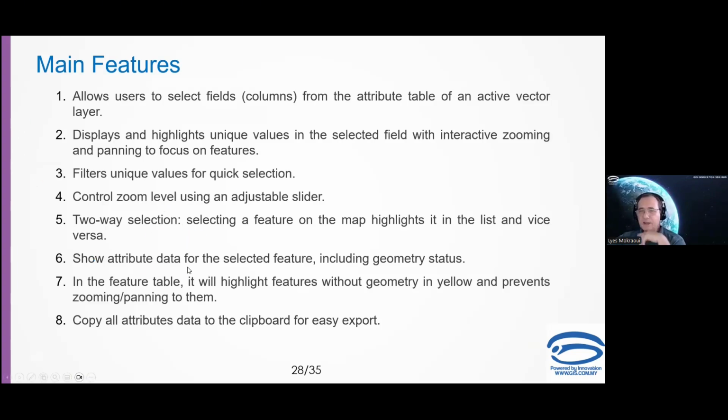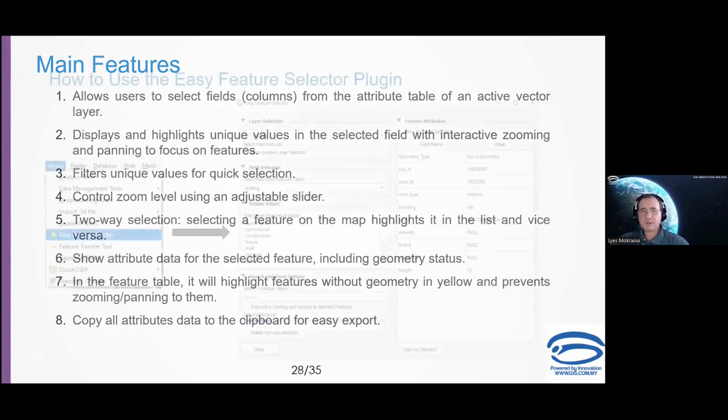It shows attribute data for the selected features, including geometry. So in the feature table, it will highlight features without geometry in yellow. We are going to see what that is. We don't have to panic about why something is not selected, because sometimes we have layers, let's say a polygon layer, where one or two records don't have geometry, so it will detect that as well. And then we can copy the data to the clipboard for easy export.